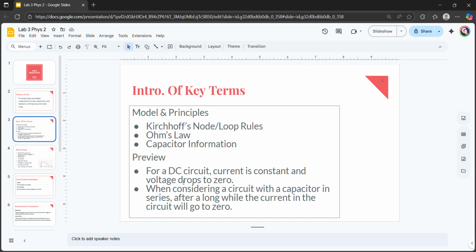For preview, for a DC circuit, the current is going to be constant, and the voltage is going to drop to 0. And when considering a circuit with a capacitor in series, after a long while the current in the circuit will go to 0.